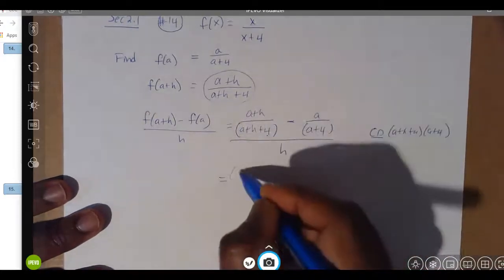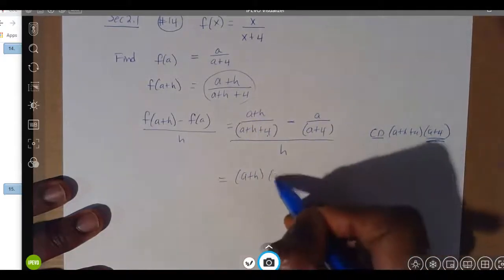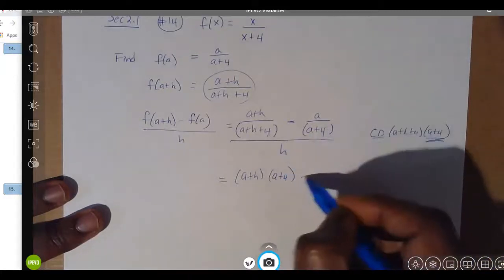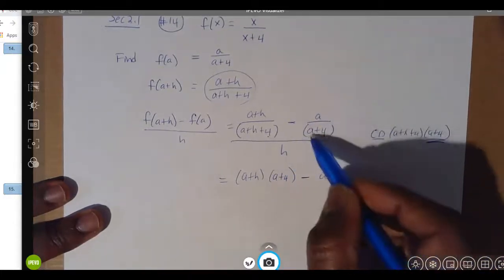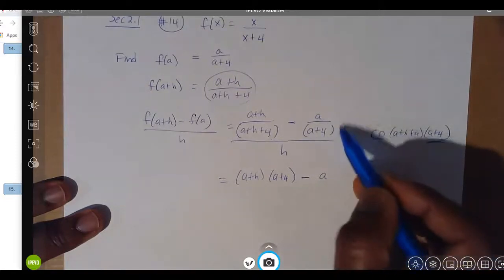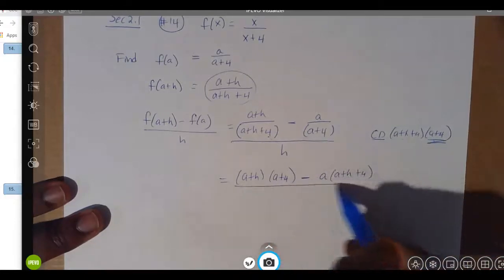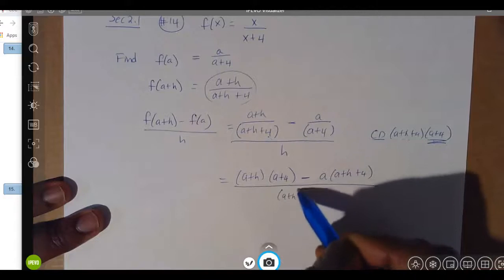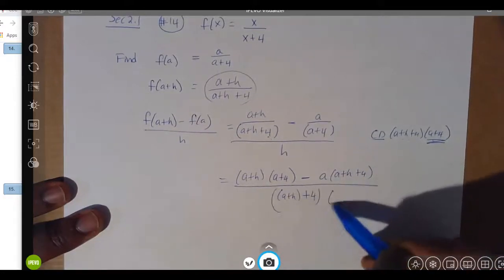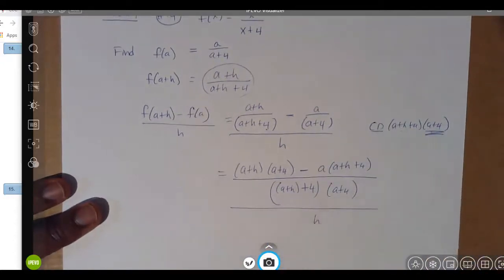So this first fraction has a plus h already on top. It needs to be multiplied with a plus 4 so that you get a common denominator, okay, because that's what's lacking in the bottom, minus a times, this fraction has a plus 4, so it needs a plus h plus 4, top and bottom. So I'll put it on the top, and this will give both the fractions a common denominator. So it's a plus h plus 4 times a plus 4, the common denominator. And this whole thing is divided by h.